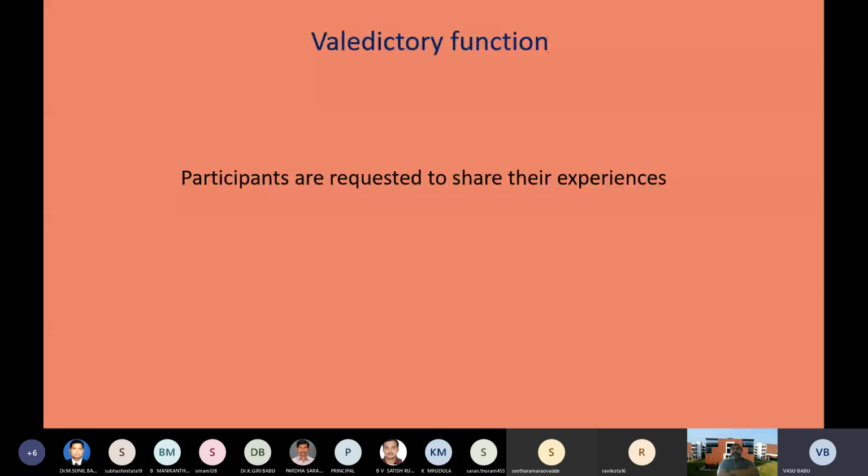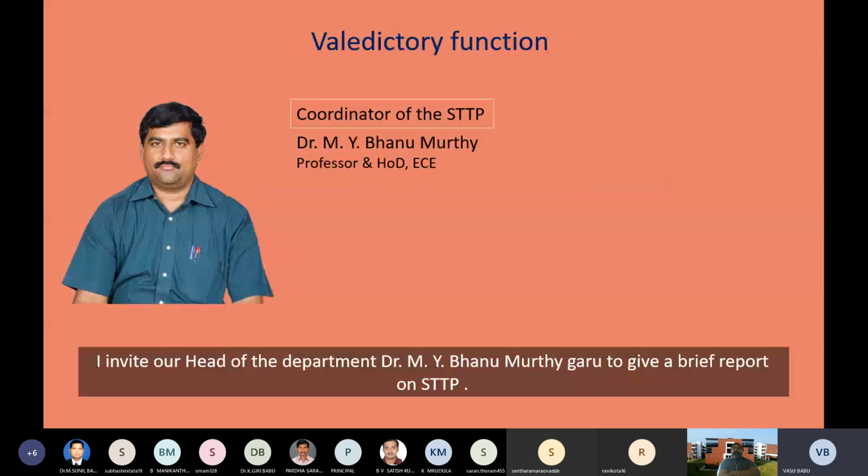Okay, next. I invite our head of the department, Dr. M.Y. Bhanumurthy Garu, to give a brief report on the short-term training program on mixed signal design. Welcome. Thank you, Mr. Vasu Babu. Principal Dr. Y. Mallikarjuna Garu, Dean of Studies Dr. Giri Babu, co-coordinator of the STTP Mr. Vasu Babu, the faculty members of the department, and other participants from institutions and other organizations.